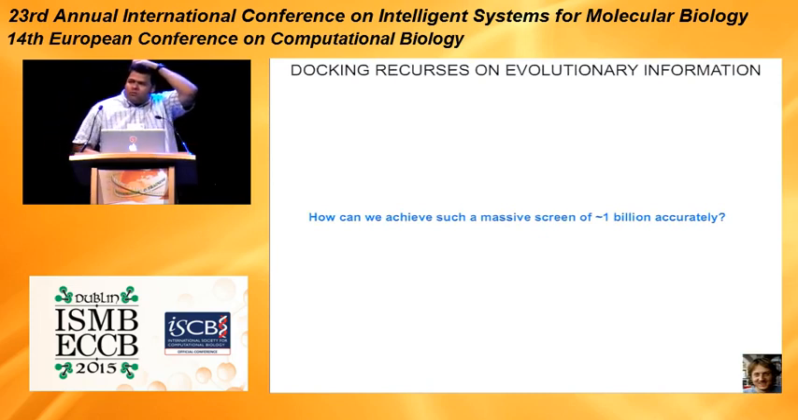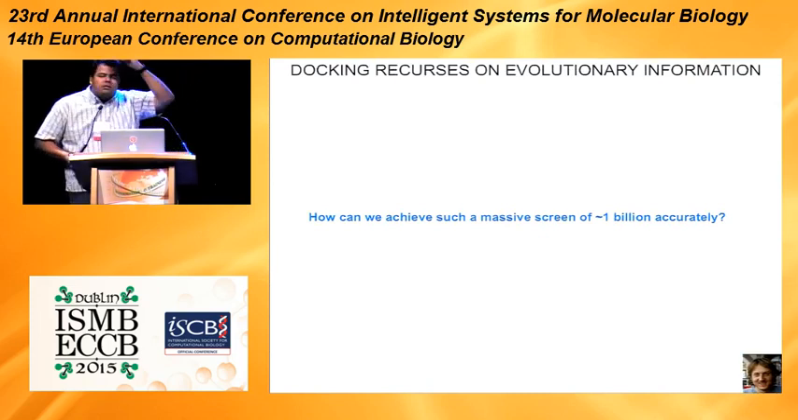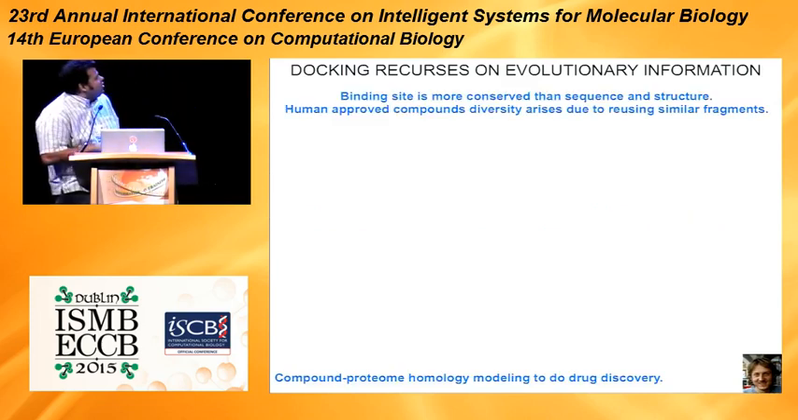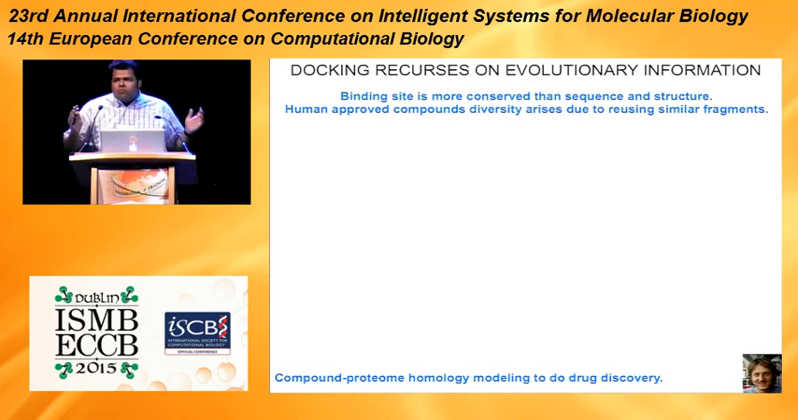I would like to give you a flavor of how we do a massive screen like this. Obviously, if you do this one at a time, it'll take a long time, and I did not have that much patience because I also wanted to do experimental work. So one of the things we developed worked on a few tenets, and this is not perfect by any means, but for our case, it worked quite well. One tenet was that the binding site is more conserved than sequence and structure. The other tenet, which I already showed you, is that a lot of human-approved drugs use similar fragments.